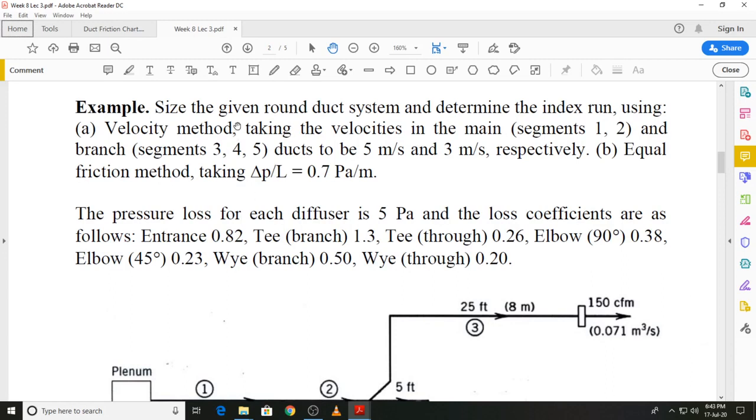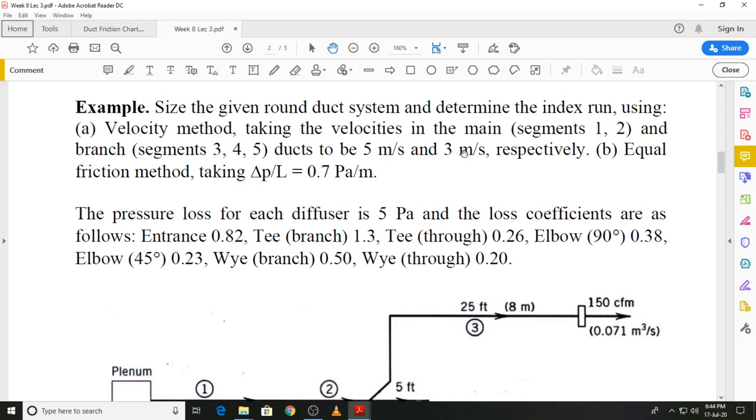So in the problem we are told that it's a round duct system. We need to find out the index run. Remember, the index run is the run with the maximum pressure drop, and we have to first solve it by using the velocity method. And in the velocity method we need to make an assumption about the velocity in the main duct and in the branches, and that velocity we have been already told about in the problem statement, that in the main duct, which consists of segments 1 and 2, it is 5 meters per second, and in the branches segments 3, 4 and 5 the velocity will be kept at 3 meters per second.